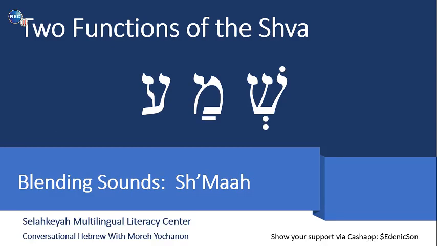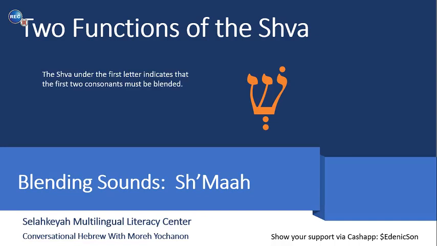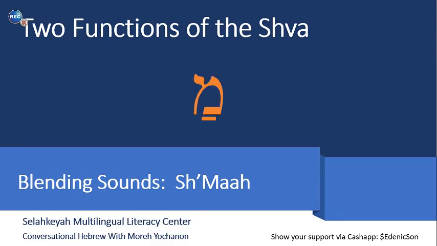Let's try this. Here we have the word Shema. We have the shin with the Shva underneath it. The Shva under the first letter indicates that the first two consonants must be blended. So, sound sh for shin. The next consonant is the mem. Sound m for mem.